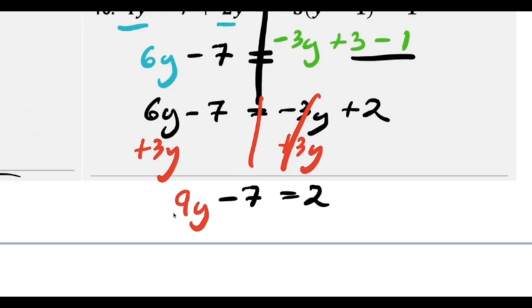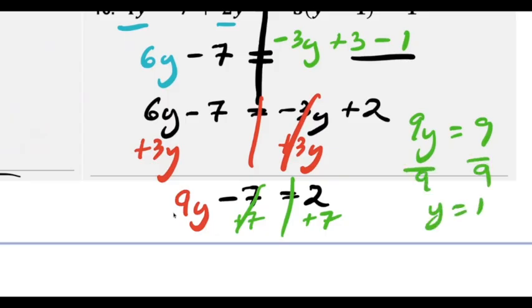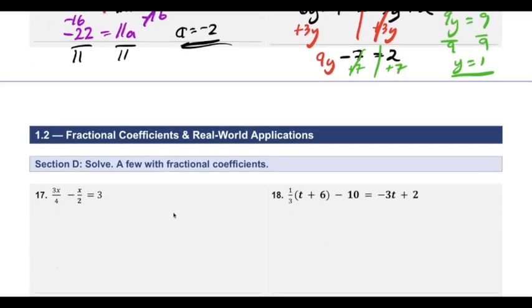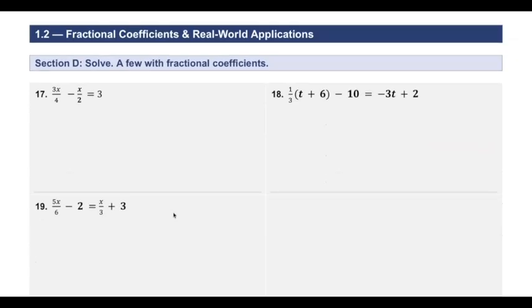And then let's add the 7 to both sides. Get rid of it. And I get 9y equals 9. And then we can just divide by 9. And I get y equals 1. So there we go. Okay. Some fractions. I haven't done some fractions a little bit.